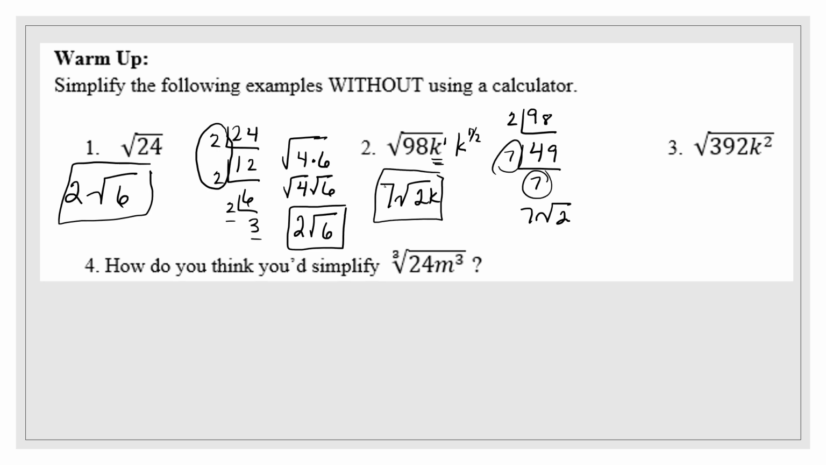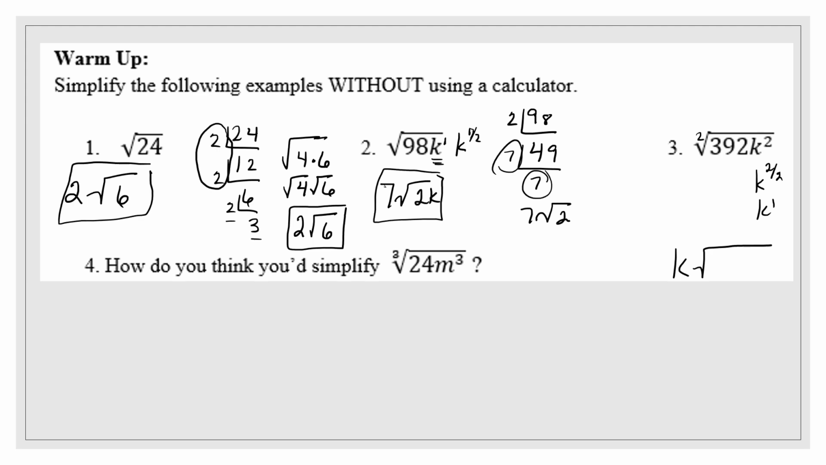And our last example, 392k squared, take its square root. Okay, so here's an example. I want to show you the variable part first. k squared, remember I'm taking the square root. That would be k to the second power divided by 2, which means I've got a pair of k's, so I could take its square root just to give me k. So I will have a k on the outside of the radical symbol.